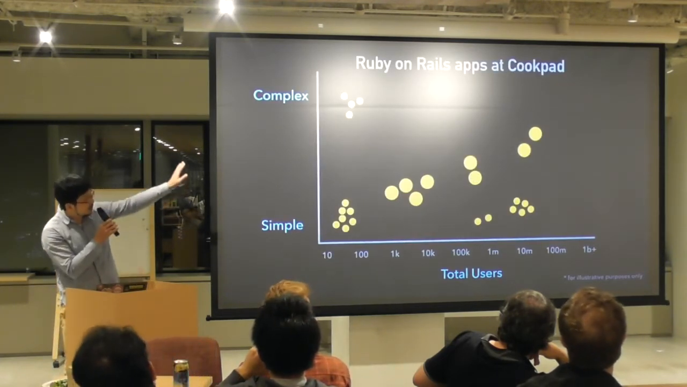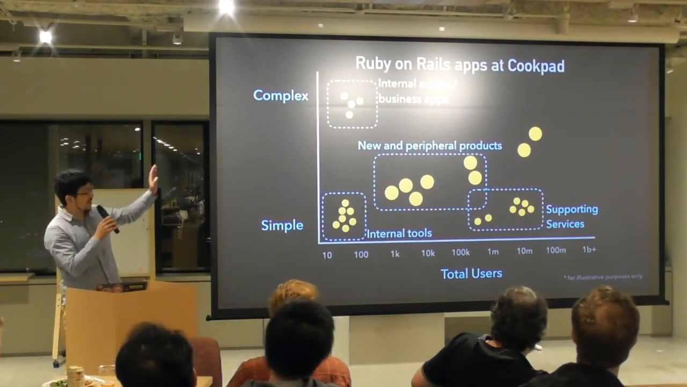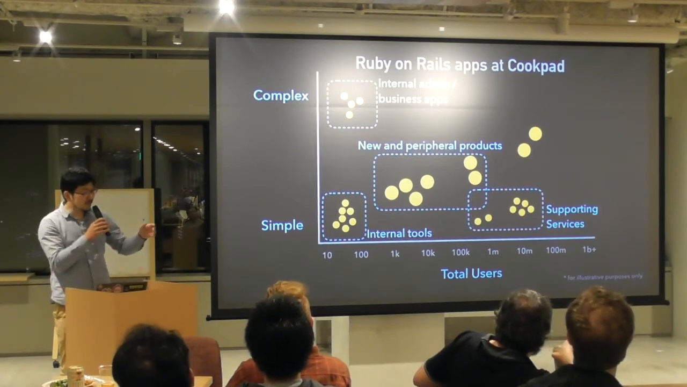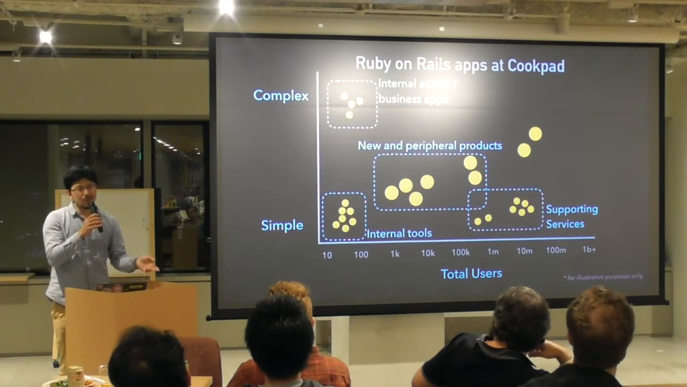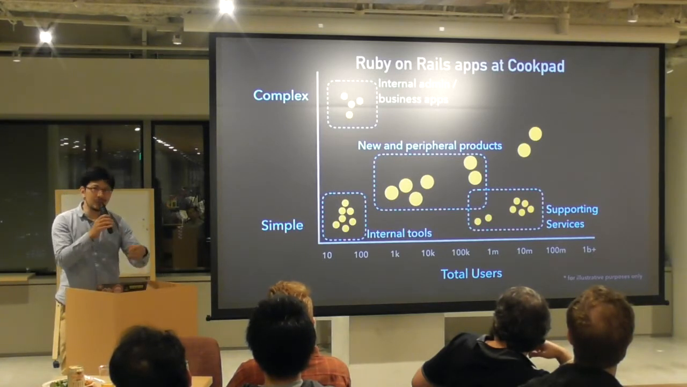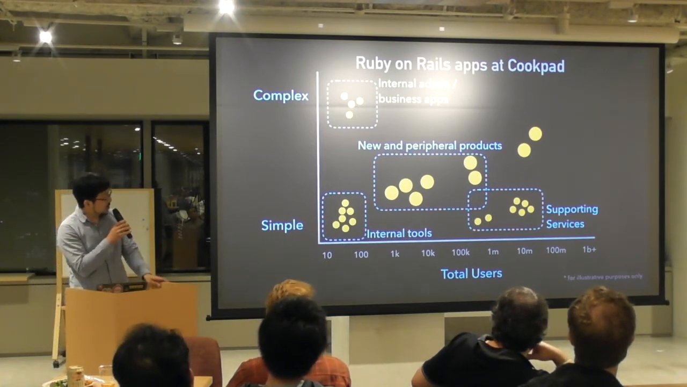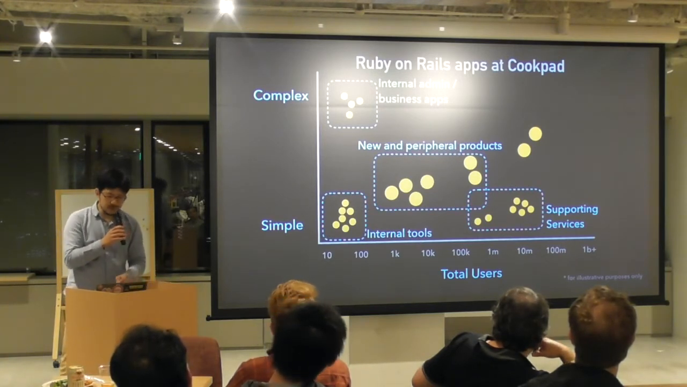We have a bunch of different types of Rails apps. Some of them are internal business apps, which are really complex but have few users. Some are really simple internal tools. For example, we have a tool just for doing your LDAP authentication and connecting your GitHub account to your Google account. And a lot of new and preferred products and supporting services like authentication and payments and so forth. Most are Rails, a few are not Rails.